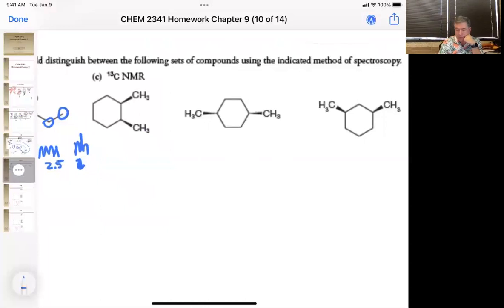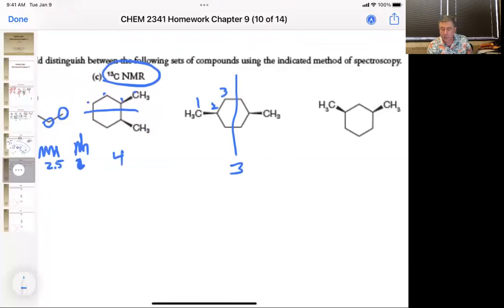Okay, we have carbon NMR. Let's think how many peaks we would have here in carbon NMR. We would have 1, 2, 3, 4. So this would have 4 peaks in carbon NMR. We'd have 1, 2, 3, and then that's symmetrical this way, so we'd have 3 peaks in carbon NMR. We'd have 1, 2, 3, 4, and 5, so we have 5 peaks by carbon NMR.